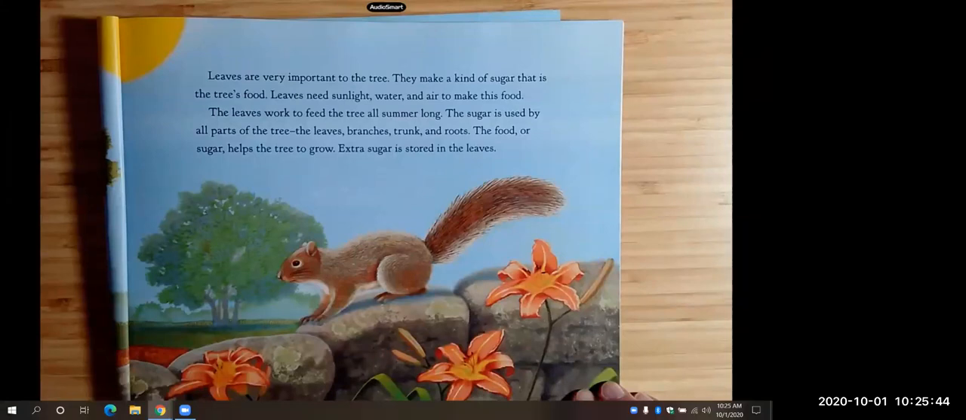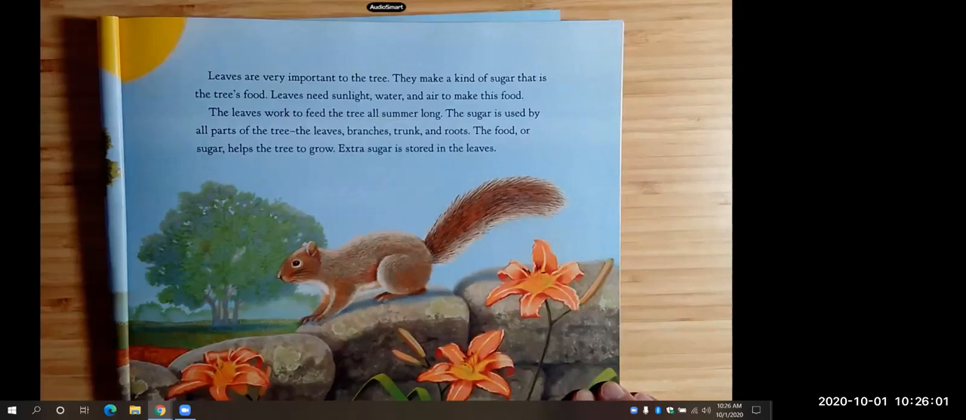Leaves are very important to the tree. They make a kind of sugar that is the tree's food. Leaves need sunlight, water, and air to make this food. The leaves work to feed the tree all summer long.